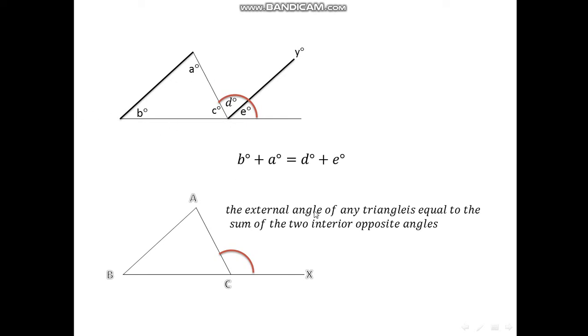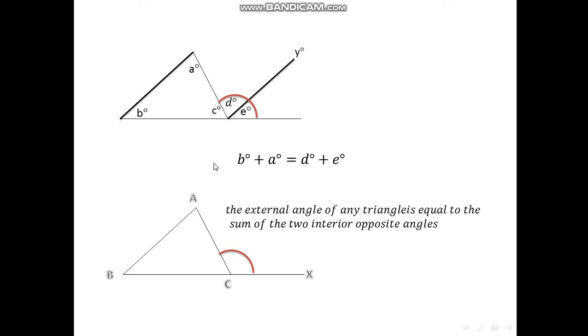So the external angle of any triangle is equal to the sum of the two interior opposite angles. Please concentrate on the word opposite angles. We are speaking about B and A. C is not concerned because this is an adjacent angle to the external. We speak about the opposite angles.